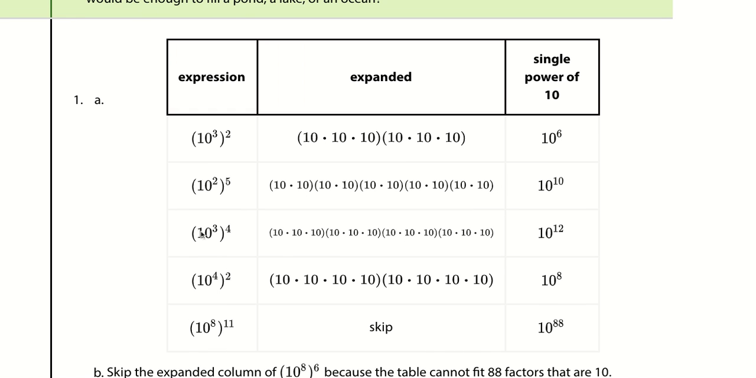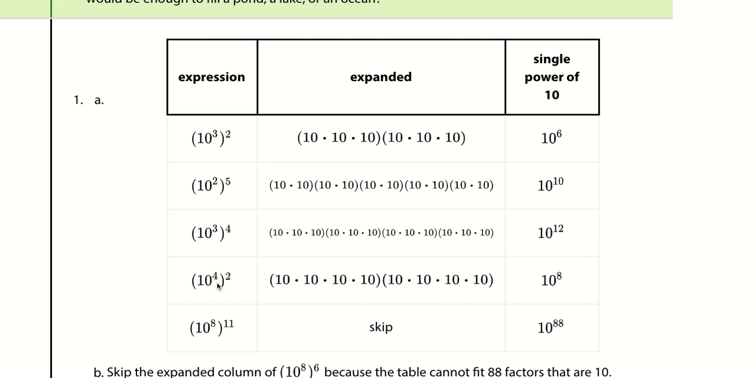All right, let's look at the next one. We had 10 times 10 times 10. That was 3 times. And so because we see the number 10 3 times, that gives us 10 to the third power. And we see that in the parentheses, 1, 2, 3, 4 sets of parentheses there, which means that that other exponent is going to be the number 4. And so altogether we have 10 to the 12th power.